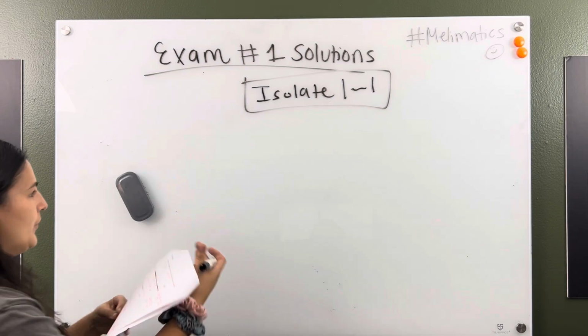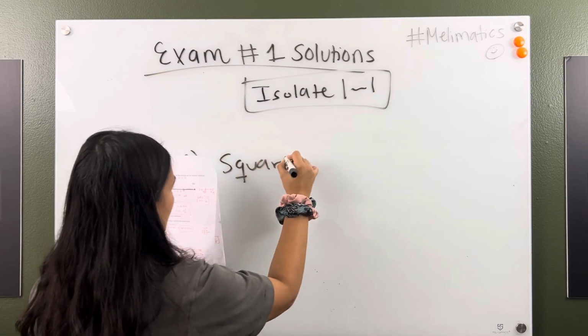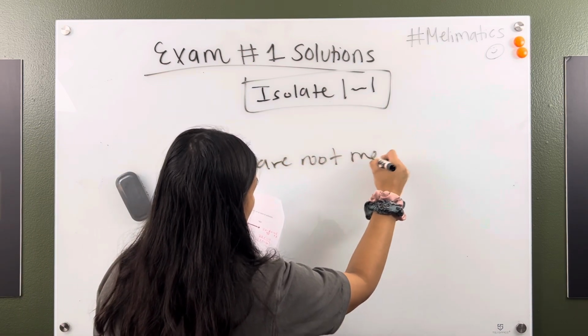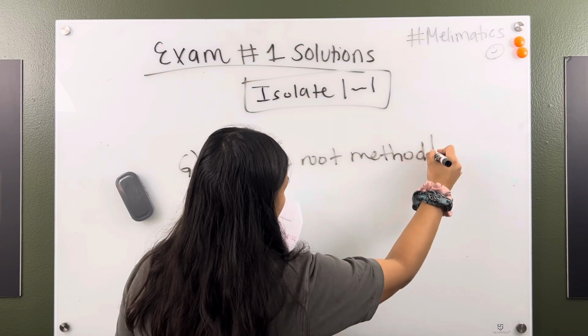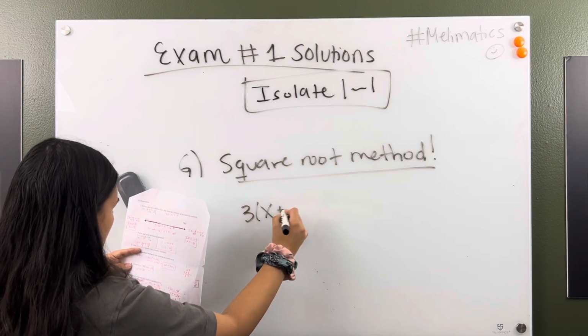Okay, one more before we factor. Now we have the square root method. Square root method is really nice when there is a quadratic function, but we don't have an inside term. We get to use the awesome square root method to solve for x.